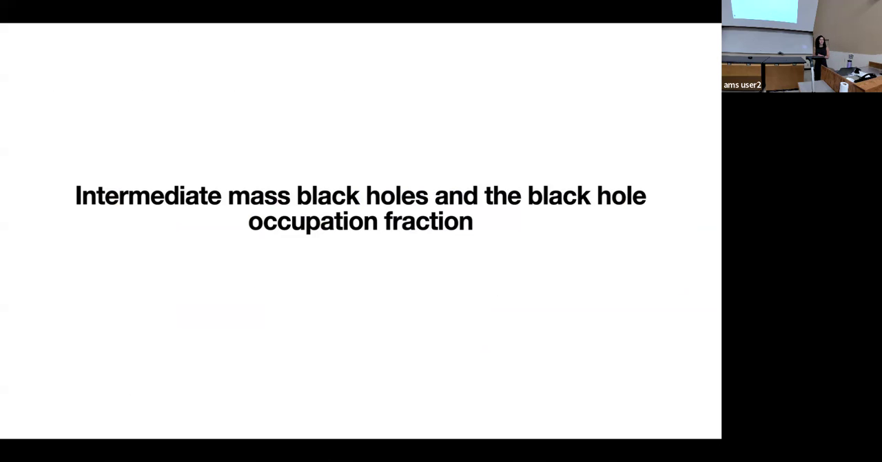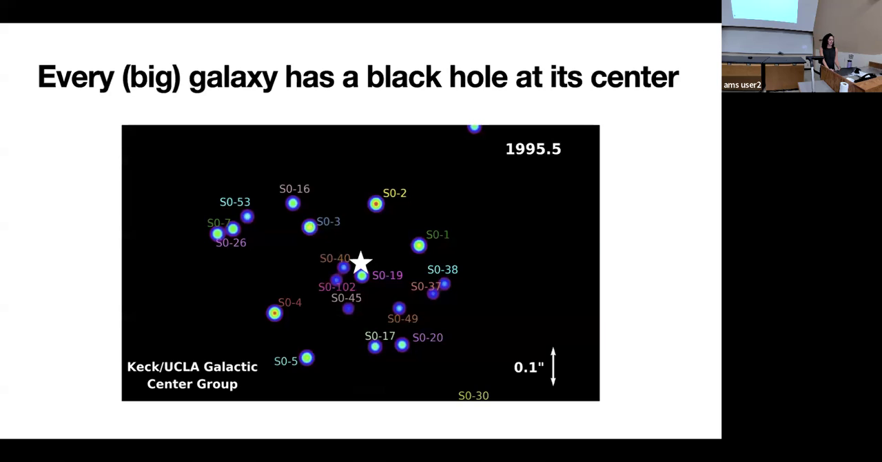So first, I wanted to talk a little bit about why we're so interested in looking for black holes in dwarf galaxies. So I'll touch on the elusive intermediate mass black hole population and also the black hole occupation fraction. One thing that we have learned over the last several decades is that every relatively big galaxy has a massive black hole at its center.